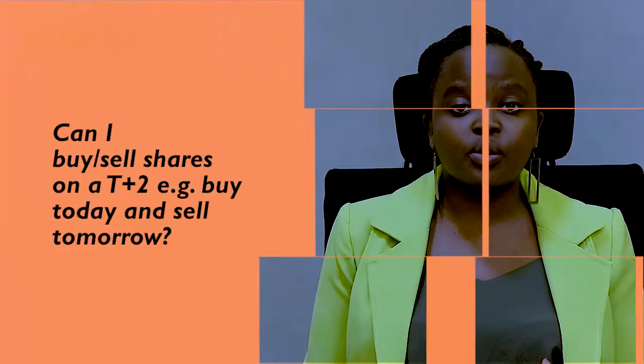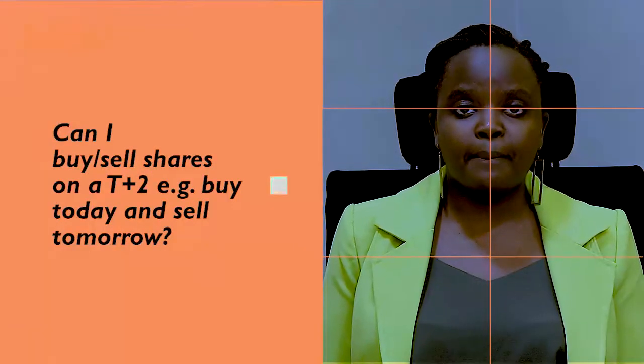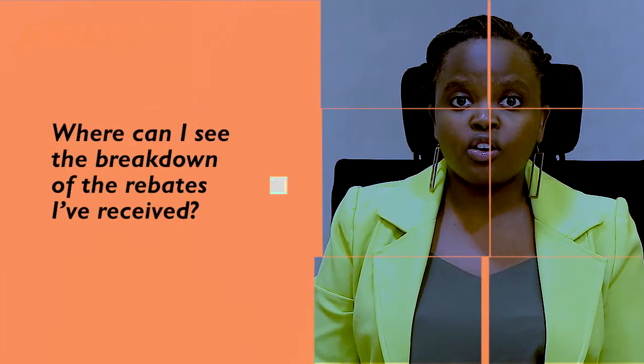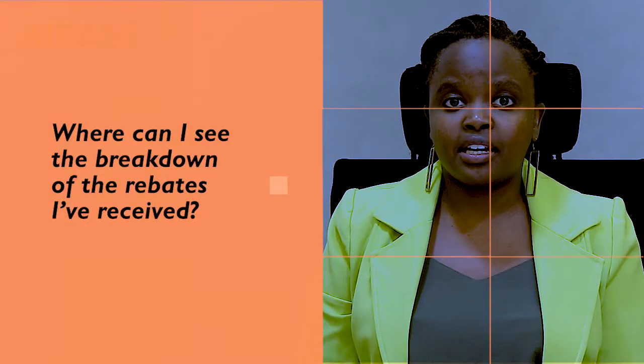The shares will simply revert to a normal trade the next day and operate on a T+3 schedule. Can I buy or sell shares on a T+2 schedule, meaning I buy them today and sell them tomorrow or any other time in between? No, shares can only be bought and sold either on an intraday schedule or on a T+3 schedule. If you don't sell your shares or buy your shares and they lapse into the next day, they revert to the T+3 schedule.